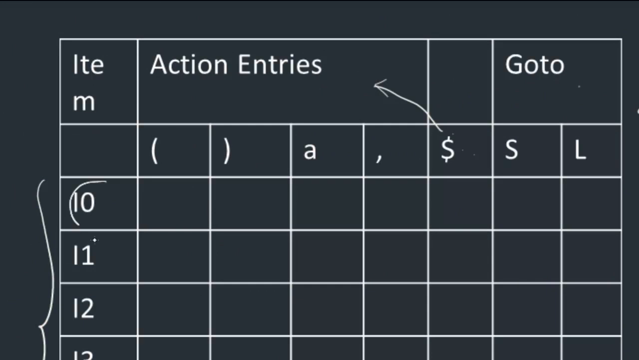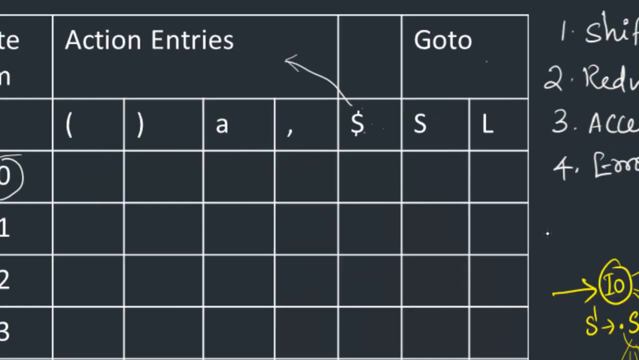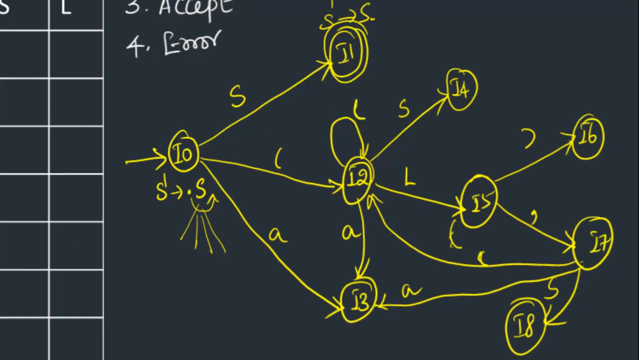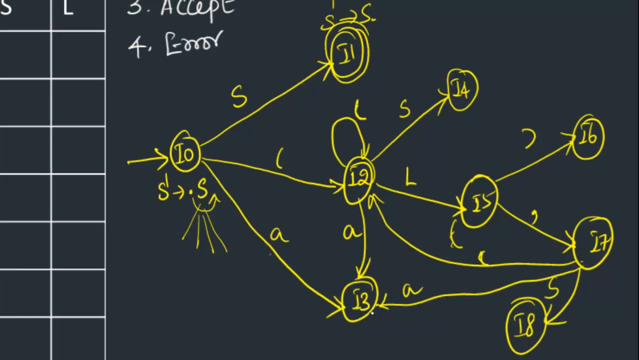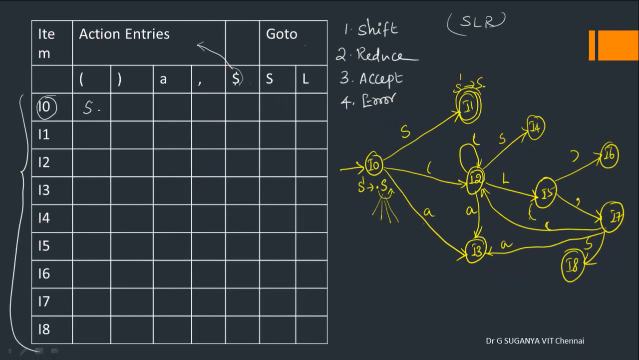So from I0, you take one state, apply these terminal symbols. If there is a transition, shift that symbol onto the stack and move to the state. See, it's very simple. From I0, you check whether there are entries on left bracket, right bracket, A, comma, and then dollar. Yes, we do have entries on left bracket and A. What is the state? I2 and I3. Shift and move to state 2, because it is to 2. Then here it is S3. Shift and move to state 3.